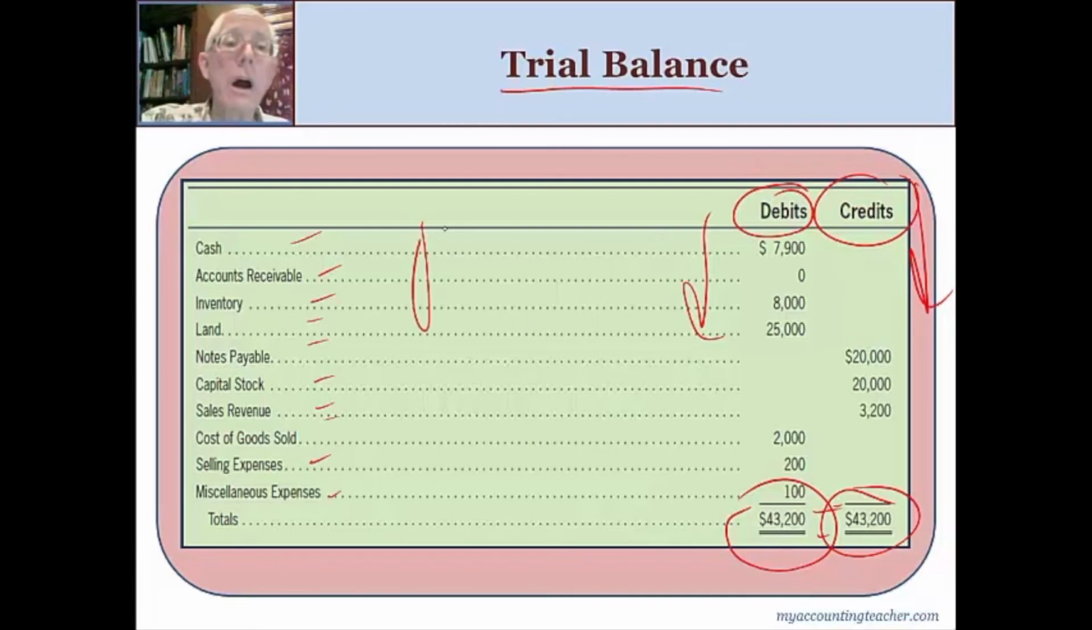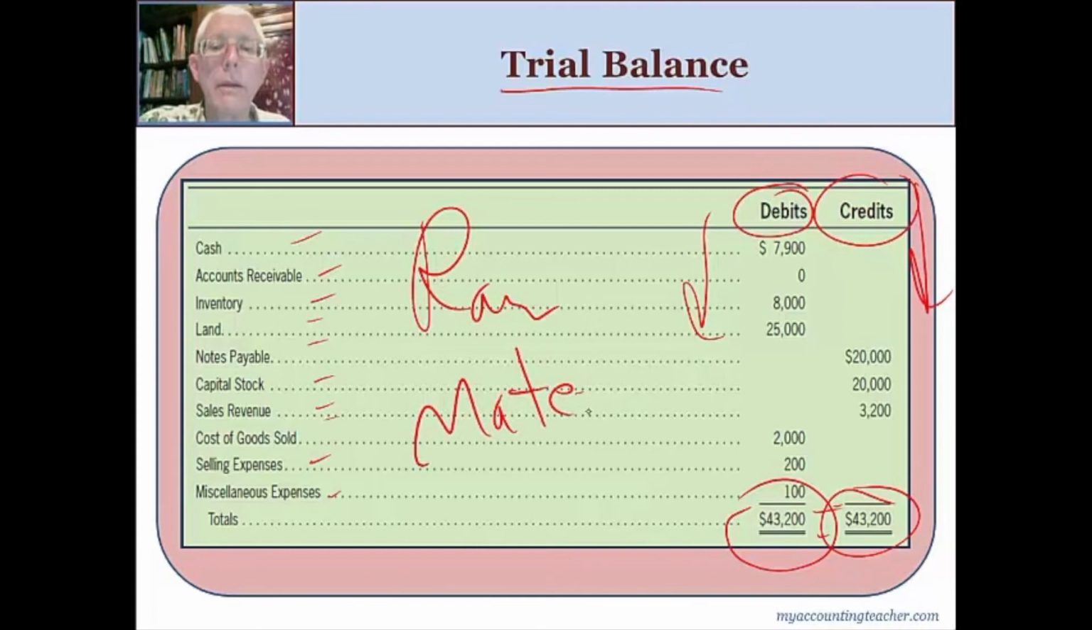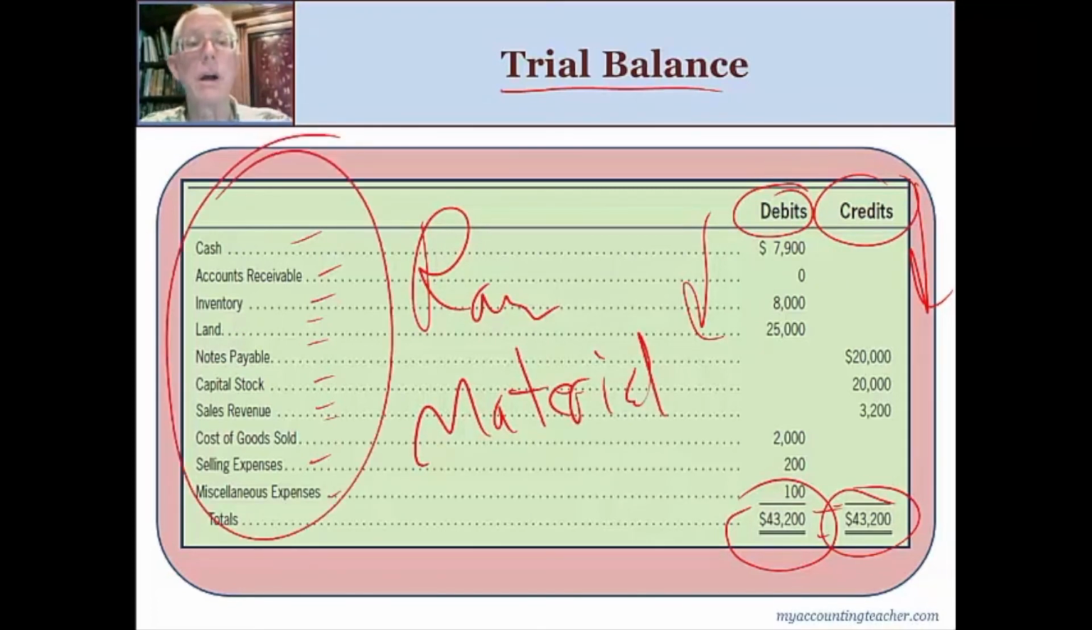So now we've got the raw material to make a balance sheet and income statement. There they are. We know how much cash we've got. We know how much land we've got. We know what our cost of goods sold was. We're ready. We're ready with the raw material to make some financial statements.